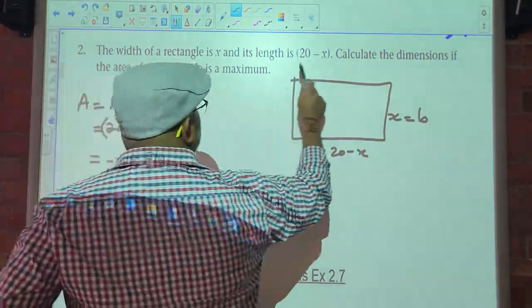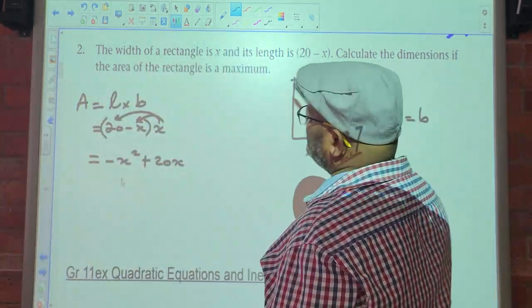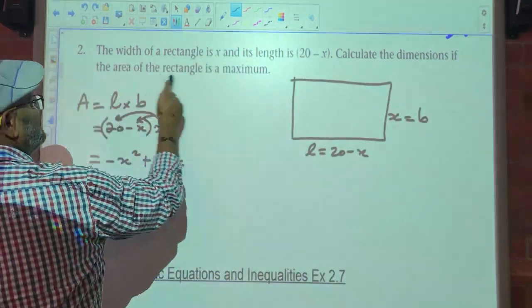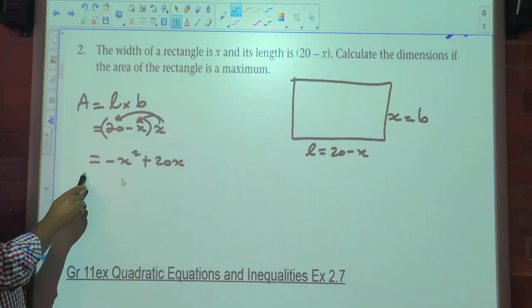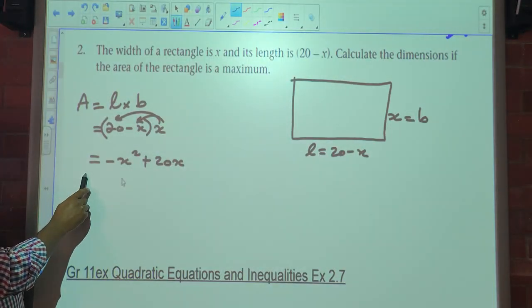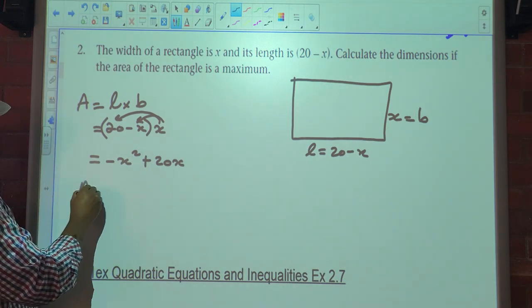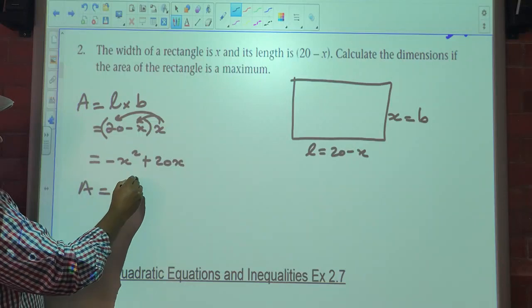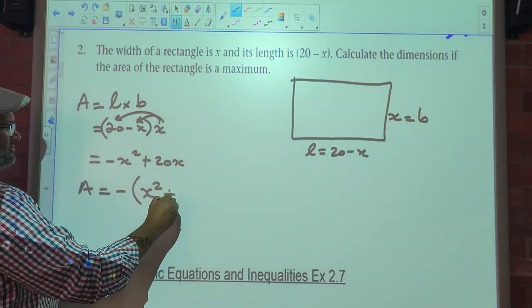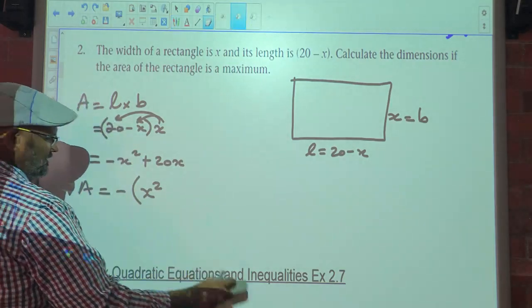Read the question again. It says calculate the dimensions, which is the length, if the area of the rectangle is the maximum. This is the area. So what do I do with that? What do I do with this? Complete the square. So it's going to be A is equal to, take out negative as a common factor, I'm left with x squared minus 20x.